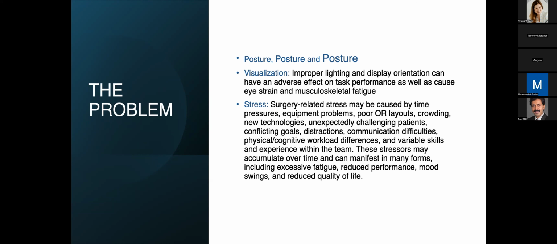And really, stress is a big factor for us surgeons. Surgery-related stress is caused by time pressures, equipment problems, poor OR layouts, crowding, newer technologies that you're not really used to, and unexpectedly challenging patients. So all of these affect the physical and cognitive workload, and these stressors accumulate over time, and they do manifest in many forms, including excessive fatigue, reduced performance, mood swings, and reduced quality of life.